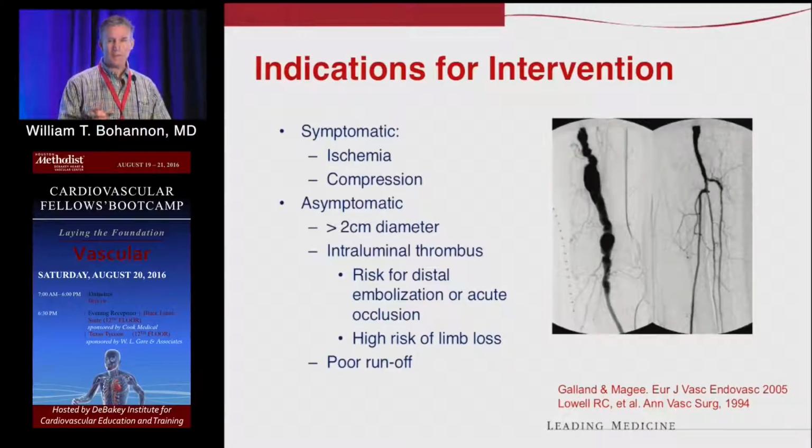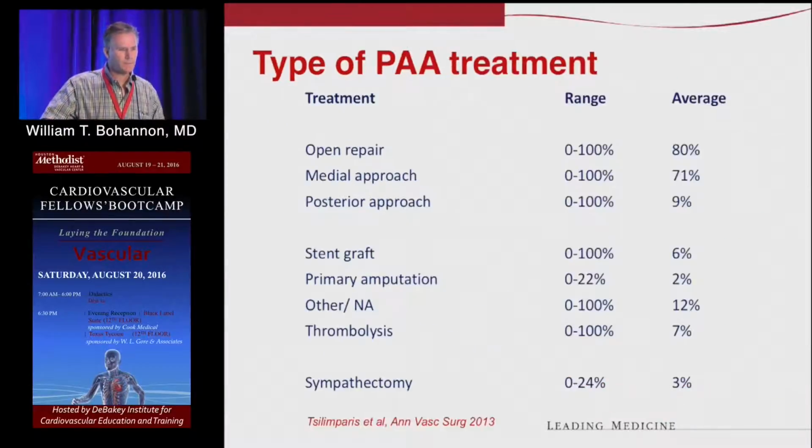We also look at the characteristics of the aneurysm, looking at the intraluminal thrombus, because there's a risk of distal embolization or acute occlusion. And if you have severe intraluminal thrombus, it may push you a little bit to an earlier treatment, as they may have a higher risk of limb loss or developing the poor runoff where they are chronically embolizing into their tibial vessels.